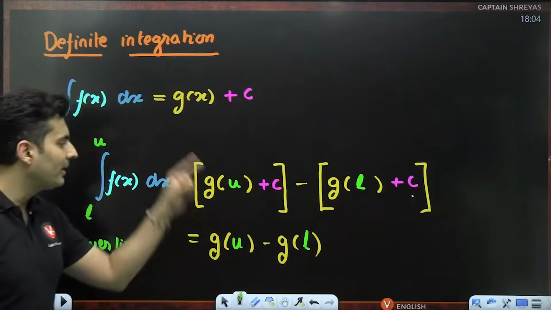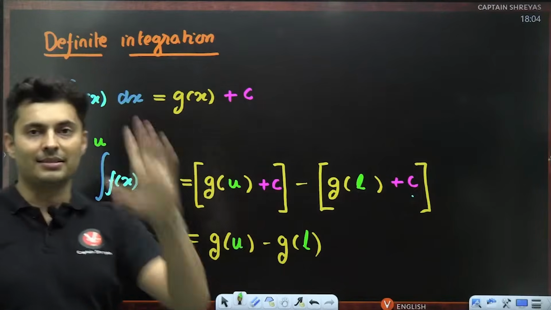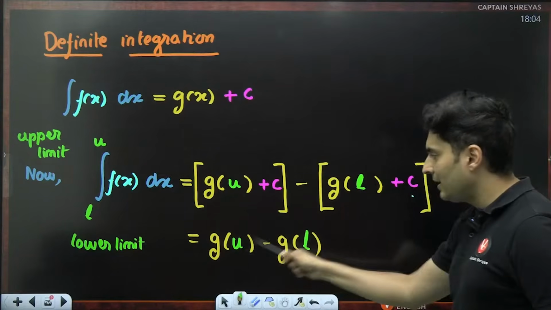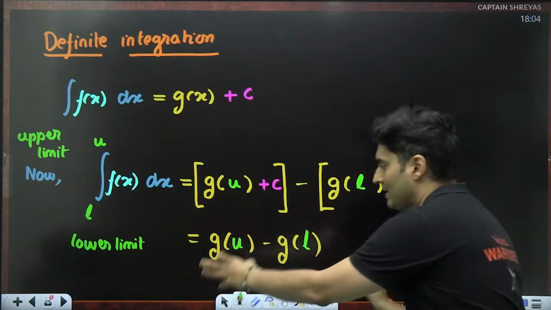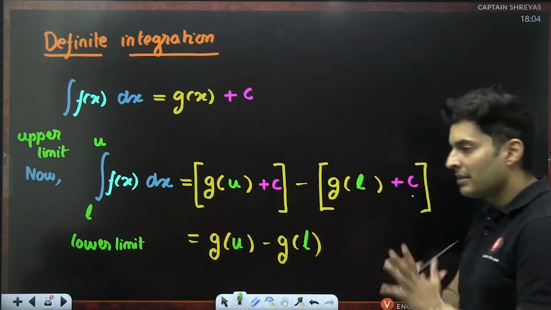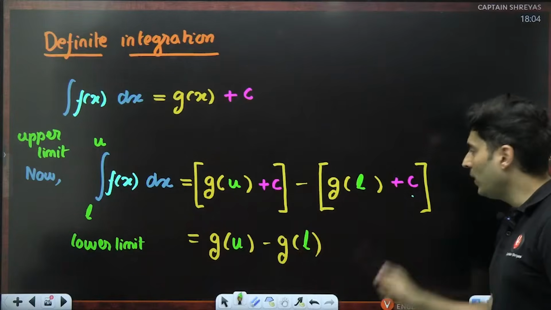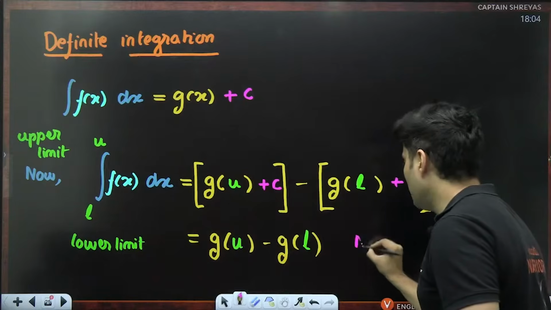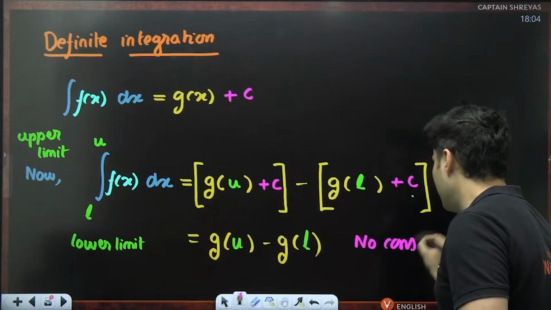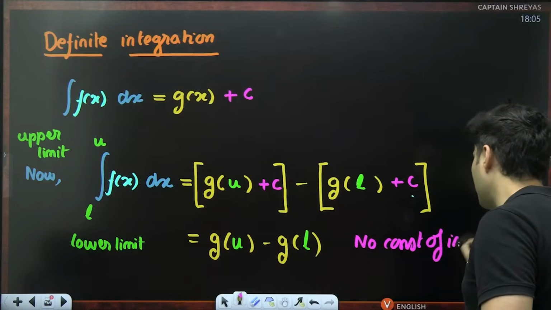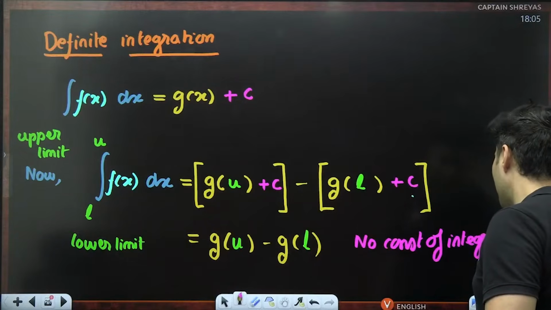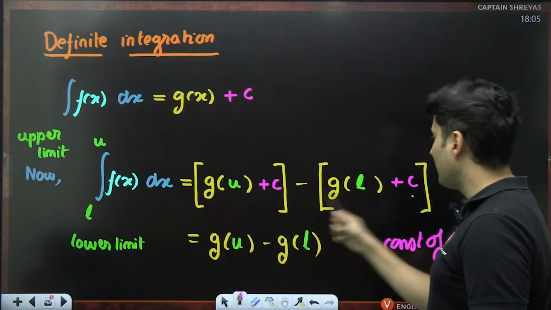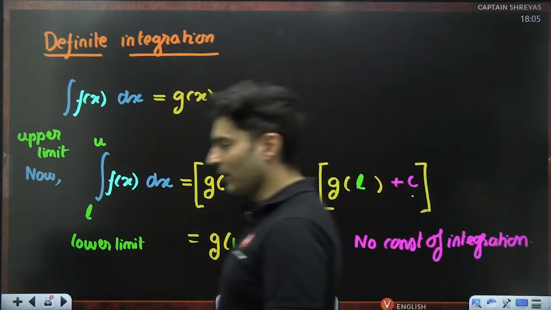So this is what definite integration is. You just have to put these values inside the final integral and subtract those two functions. That's all. There is no constant of integration, that is the interesting part, because plus c and minus c just got cancelled.